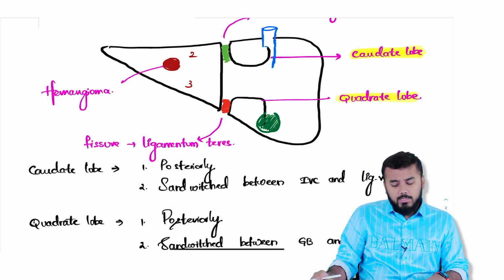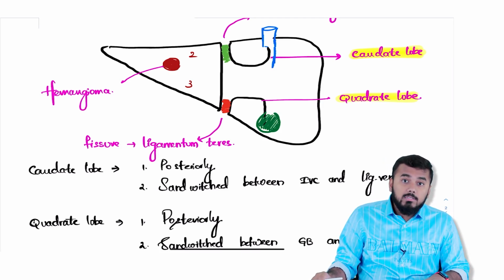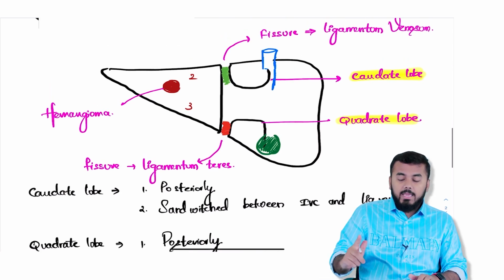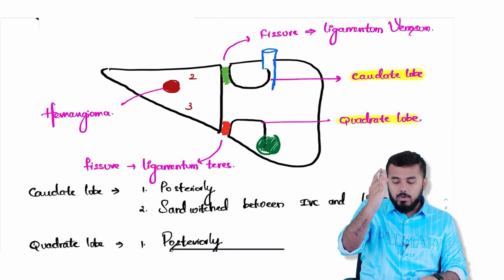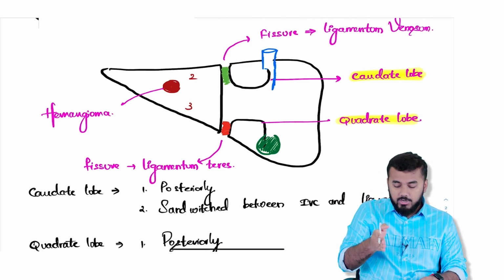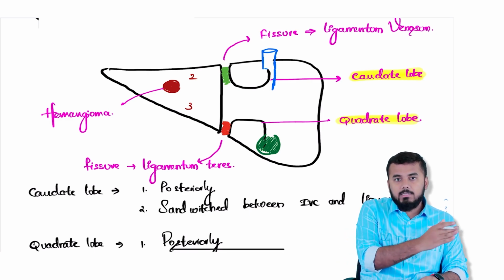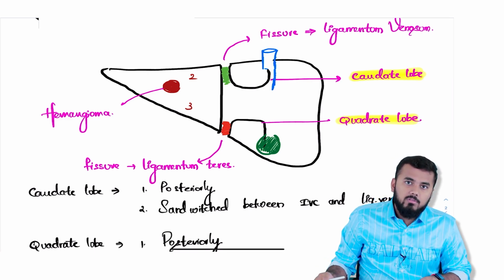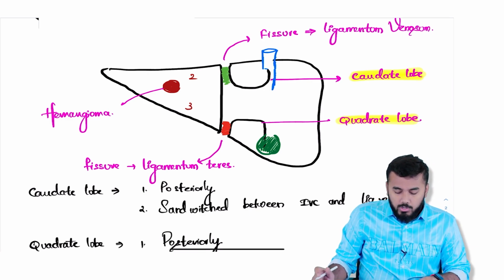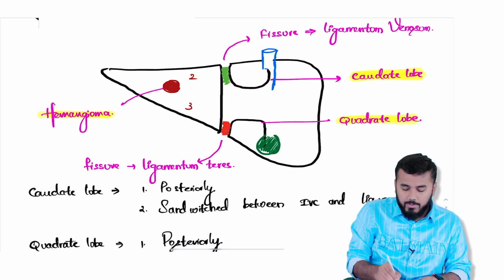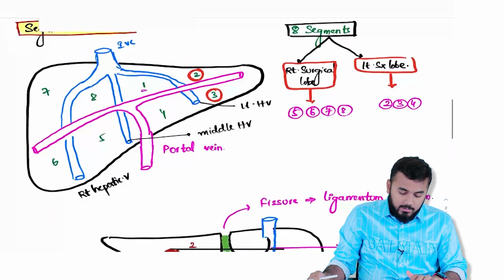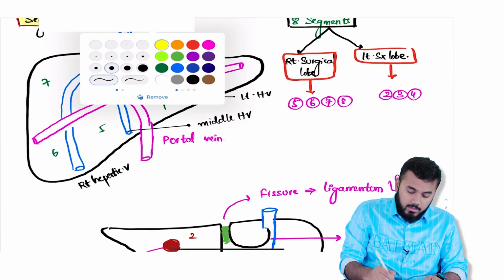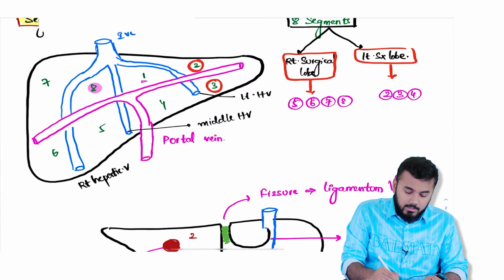So if there is a hemangioma there, then what will I do? I have to resect the liver. Now how will I resect the liver? I will make an incision all the way from the top. From ligamentum venosum, I will start cutting down all the way, and I will pass that incision through ligamentum teres and completely separate the left surgical lobe of the liver. So this is what I do whenever I see a case of hemangioma. Clear?